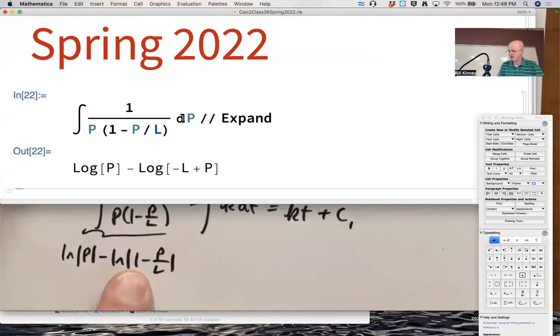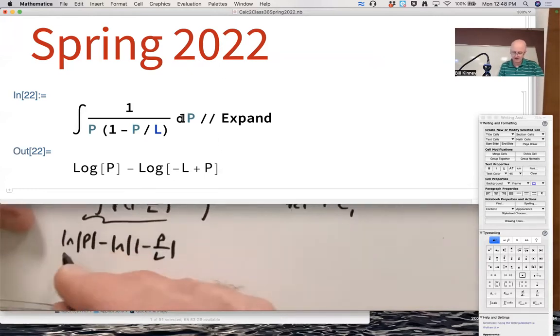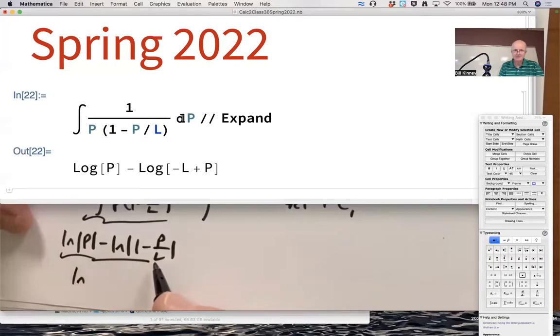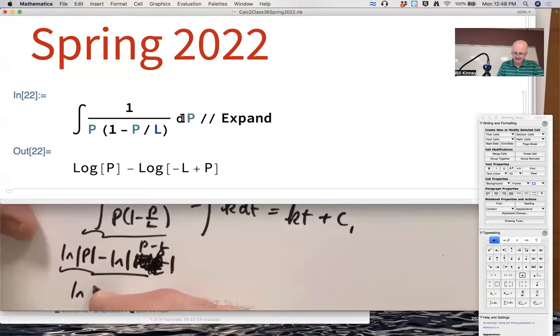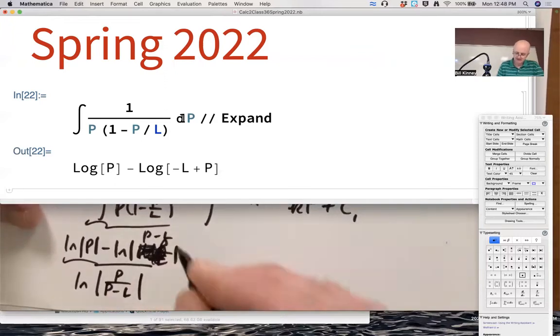So we need to get rid of those logarithms. Use a property of logs. The difference of two logs is the log of their quotient. So I get the log of this divided by that. Oh, I made a mistake here, didn't I? This should be a P minus L in there. I mean, you can write it in terms of what I wrote. You can write it in terms of 1 minus P over L. But Mathematica is simplifying it. And I can write this as the log of the quotient of the absolute value of P to P minus L.